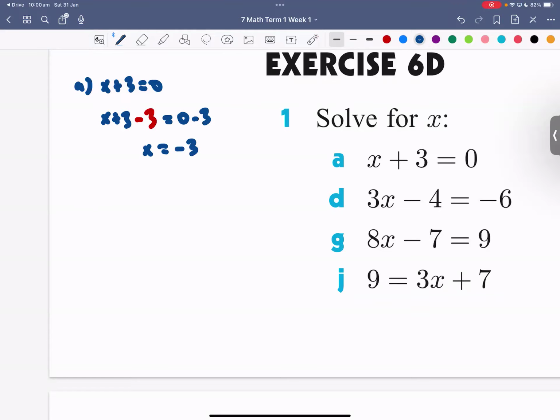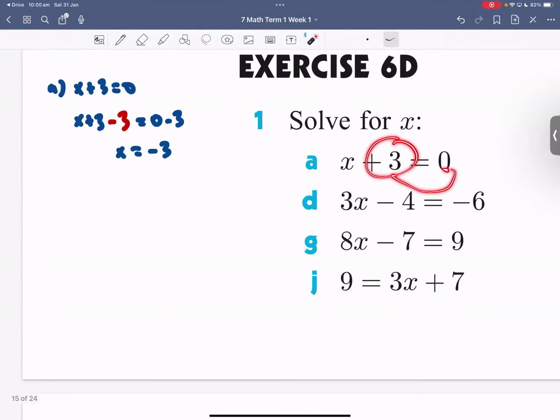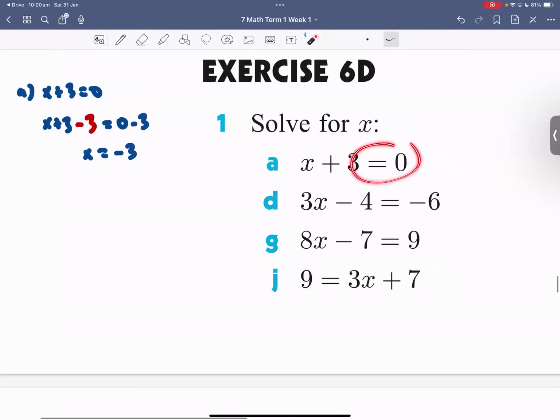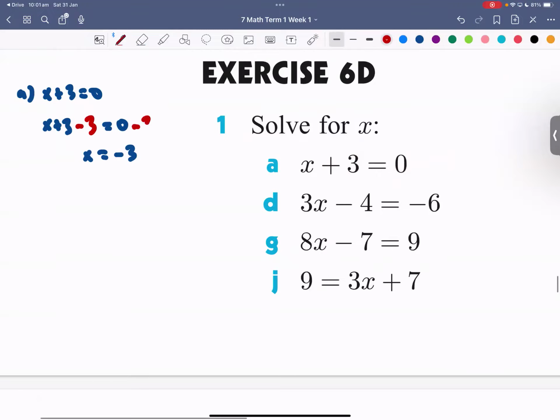I know some kids would have said, Kunj, can't I just bring the plus 3 to the other side straight away? Yeah, you can. But just for today, I want us to do it the proper way. I'm sure a lot of kids will just say, Kunj, just bring plus 3 to the other side, and then it becomes minus 3. But I'm just doing it the long way. Whatever you do to one side of the equation, you have to do the same thing to the other in order to maintain the balance. All right, D, 3x take 4 equals negative 6.